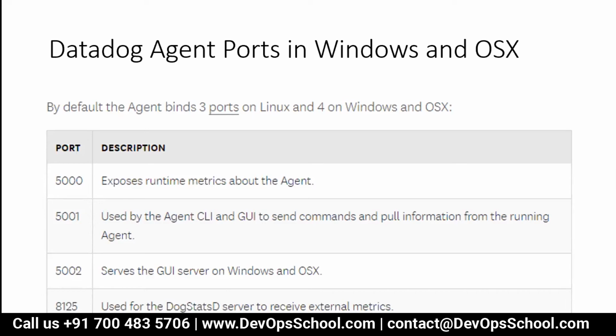So here 5000 exposes runtime metrics about the agent. 5001 is used by the agent CLI and GUI to send commands and pull information from the running agent. 5002 serves the GUI server on Windows and OS X. Okay, and 8125 is used for the DogStatsD server to receive external metrics.